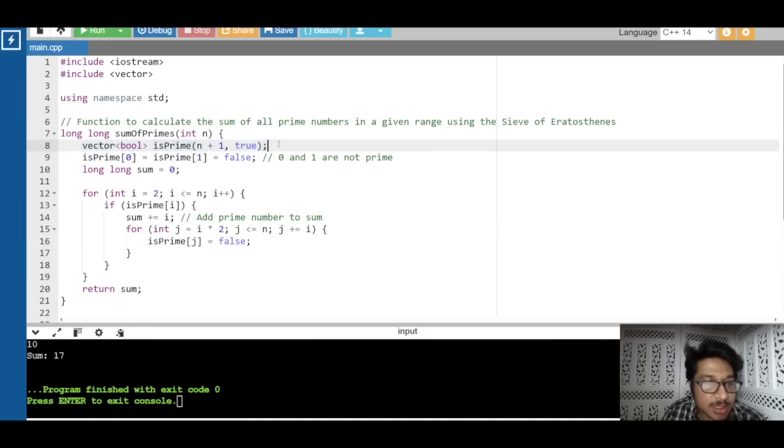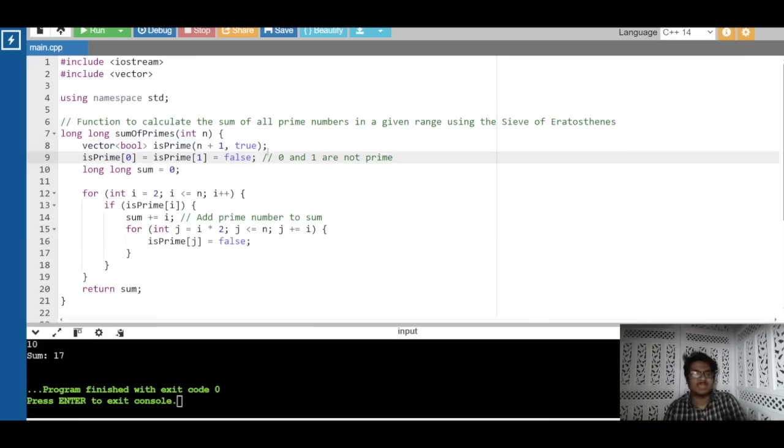N plus 1, it is all marked as true. So why n plus 1? Because it's 1-based indexing, 0 we are not considering. So, 0 and 1 are of course false because 0 and 1 are not prime.